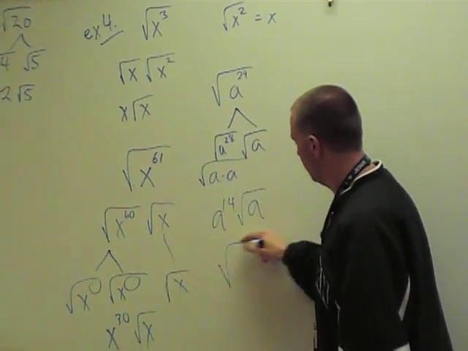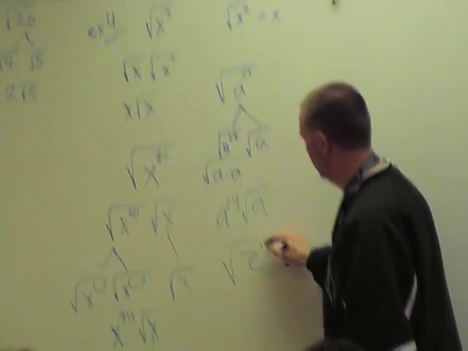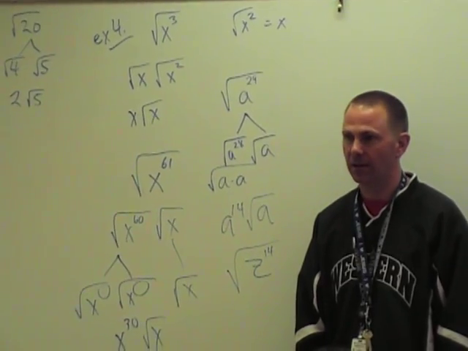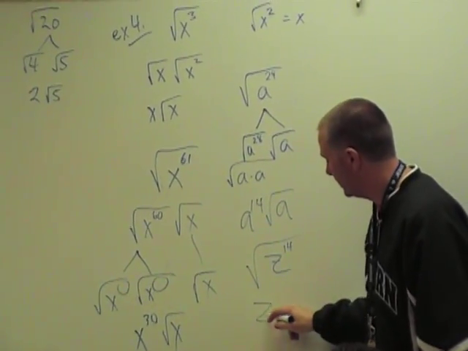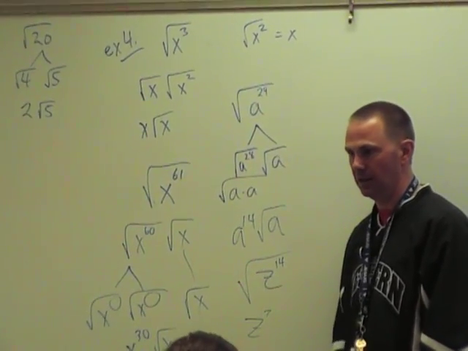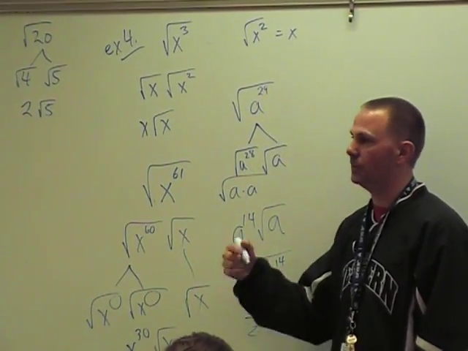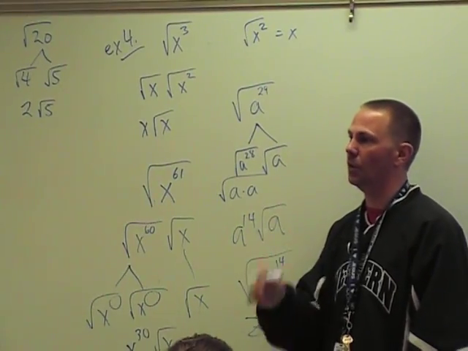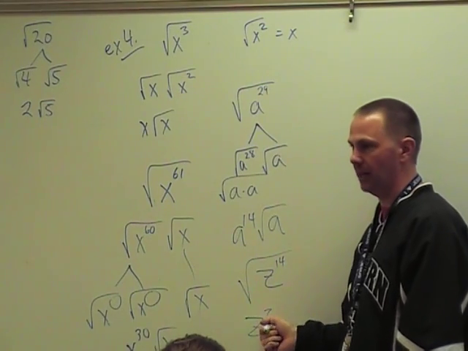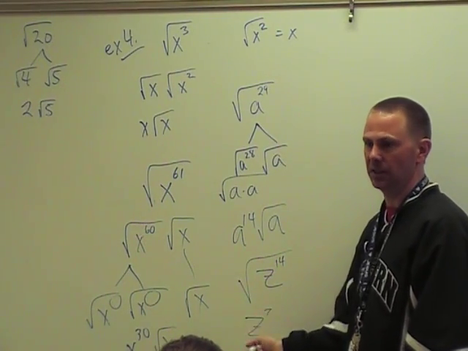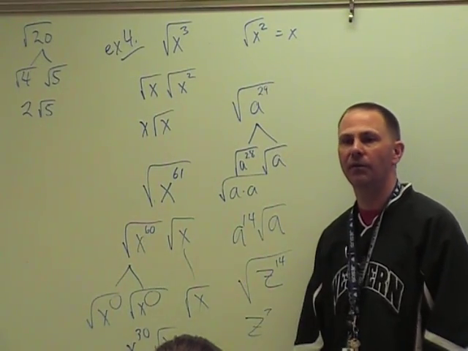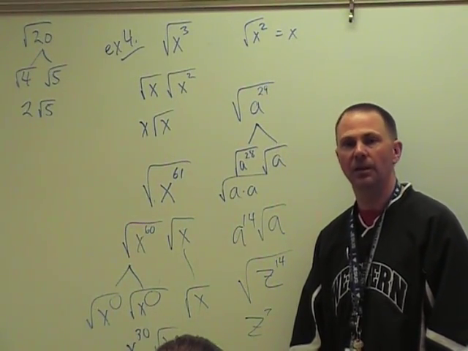So if you have the square root of an even exponent, you're not going to have any variables left over inside. So this is just z to the 7th, because z to the 7th times z to the 7th is z to the 14th. The square root of 16 is 4, because 4 times 4 is 16. The square root of z to the 14th is z to the 7th, because z to the 7th times z to the 7th is 14. So your variables, you take half of the even number.